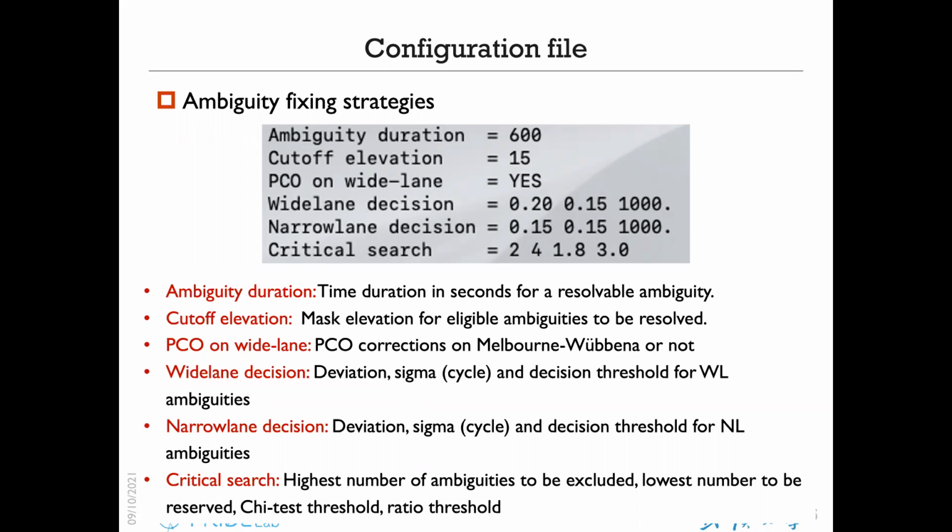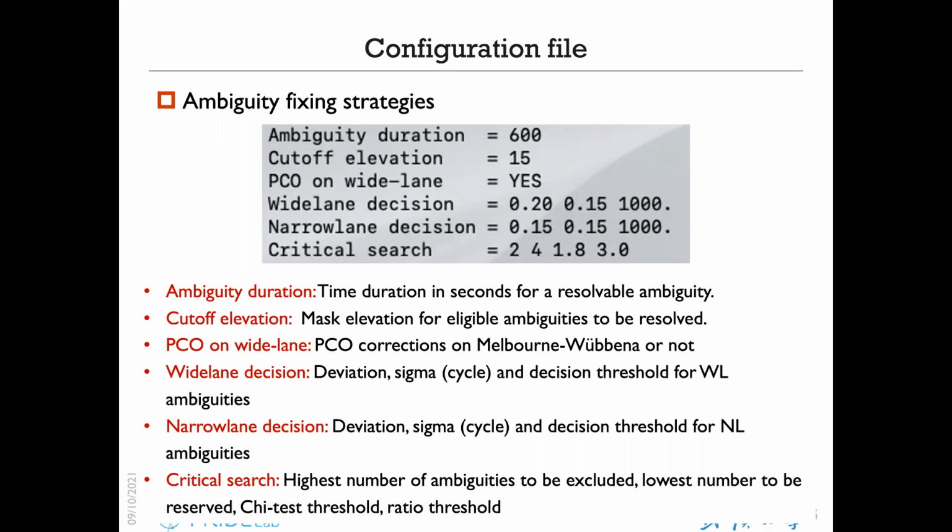Here the default value is 600 seconds, so just 10 minutes. So we have to use ambiguities longer than 10 minutes to be possible candidates for ambiguity fixing. You can change this duration if you want, for example 20 minutes or even 30 minutes, if you think your ambiguity fixing efficiency or correctness is impaired during data processing.